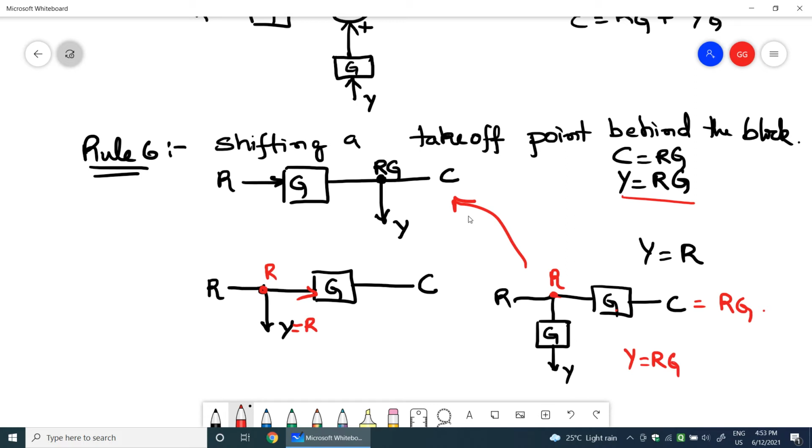Now the reason for shifting these points, either summing point or takeaway point, is to make one of the blocks freely available, so that some other reduction techniques can be applied for this G. Here G is bound with R and Y. In this case the gain G was bound with R and Y. But if you take this diagram, this G is now free. It is not bound with either R or Y. Therefore, I can apply other techniques for this G to find the transfer function, since in the actual block diagram there will be more blocks connected to this point. So this G is now freely available, so that you can easily find the reduced block diagram at the end and the transfer function.